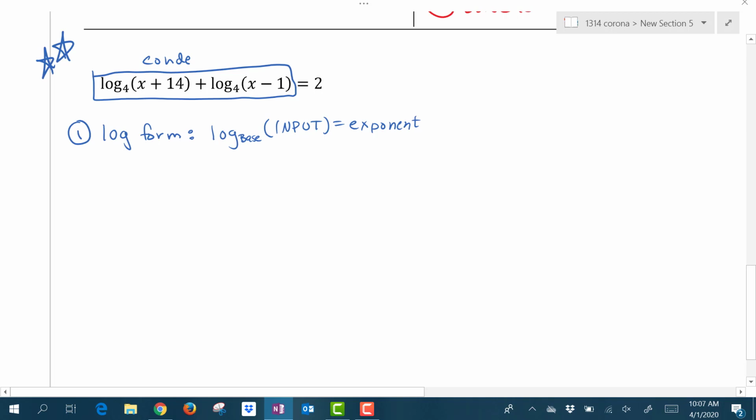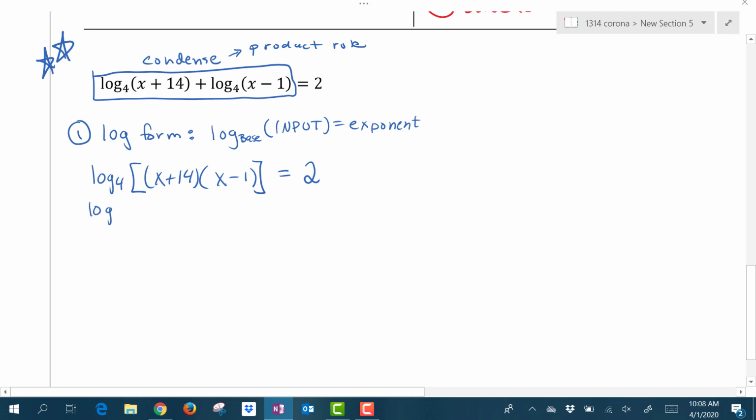In order to get into log form, we need to condense this. Now, what property can I use to condense? Well, if I'm adding in between the 2 logs, this is what we would call the product rule. So if I'm adding in between the 2 logs, that allows me to multiply the inputs together inside of a single log. So now we are actually in log form. We have 1 log, base 4. The input is now x plus 14 times x minus 1, and then our exponent is 2.